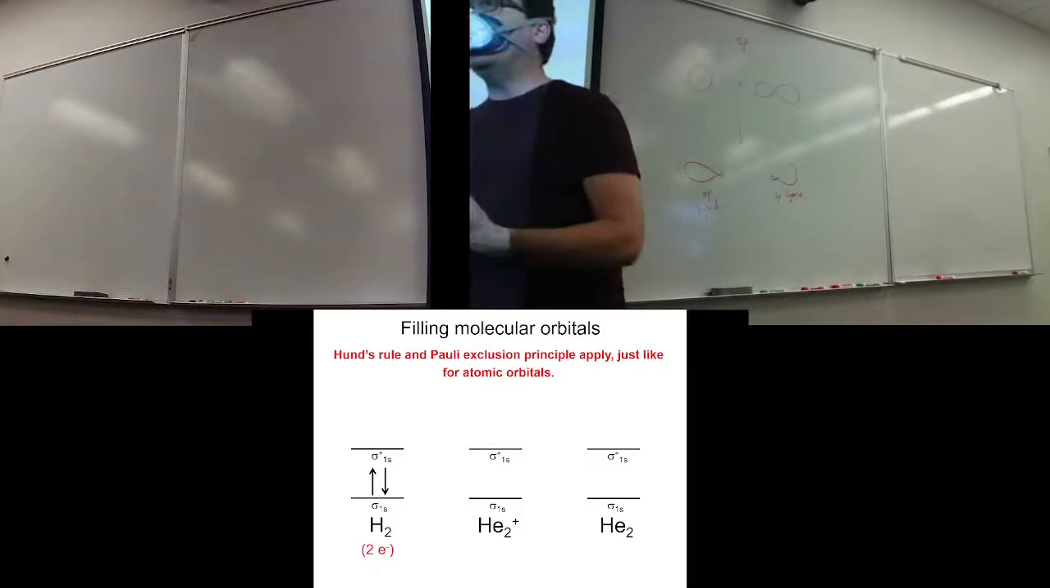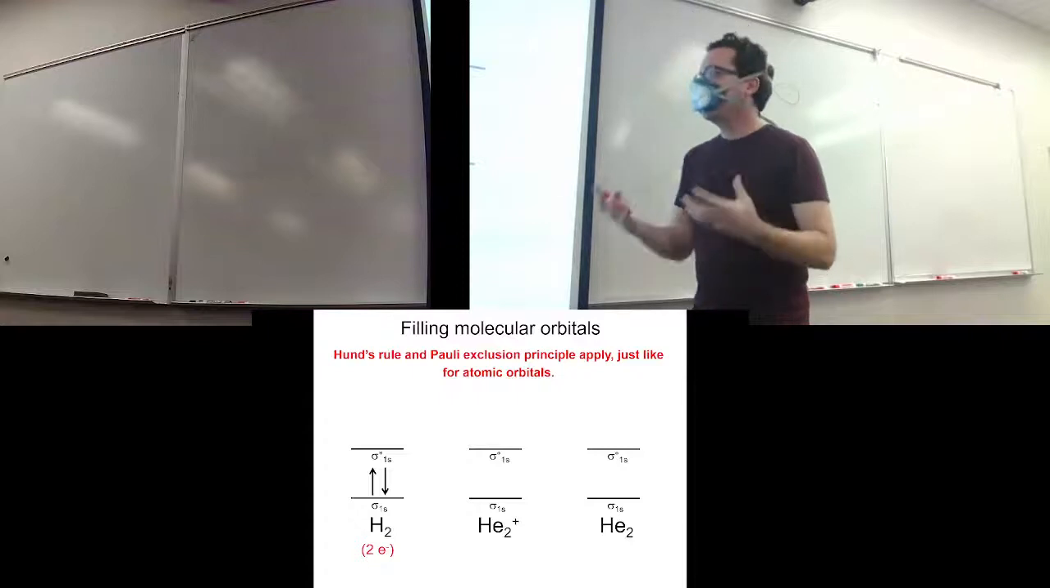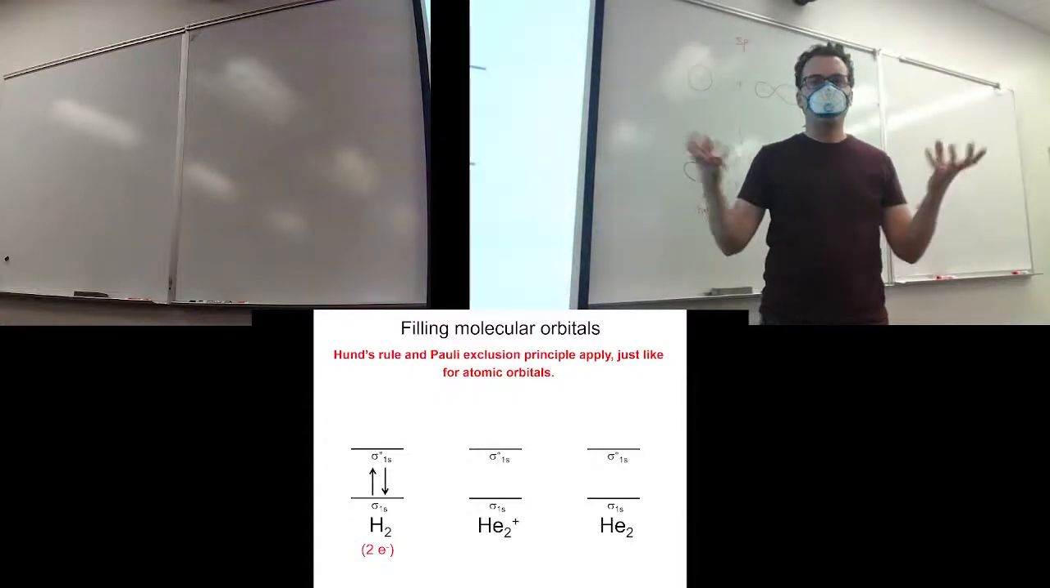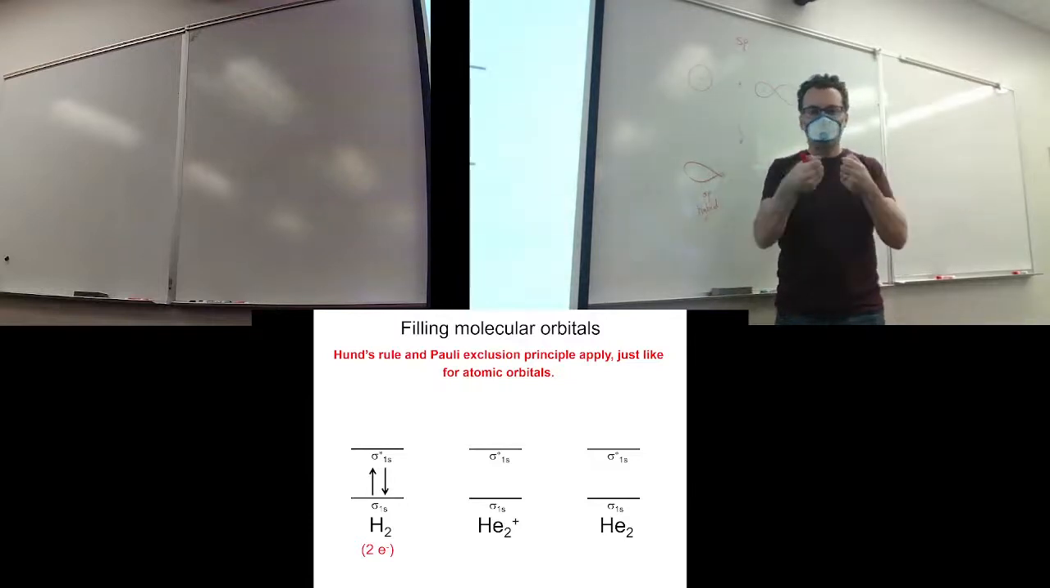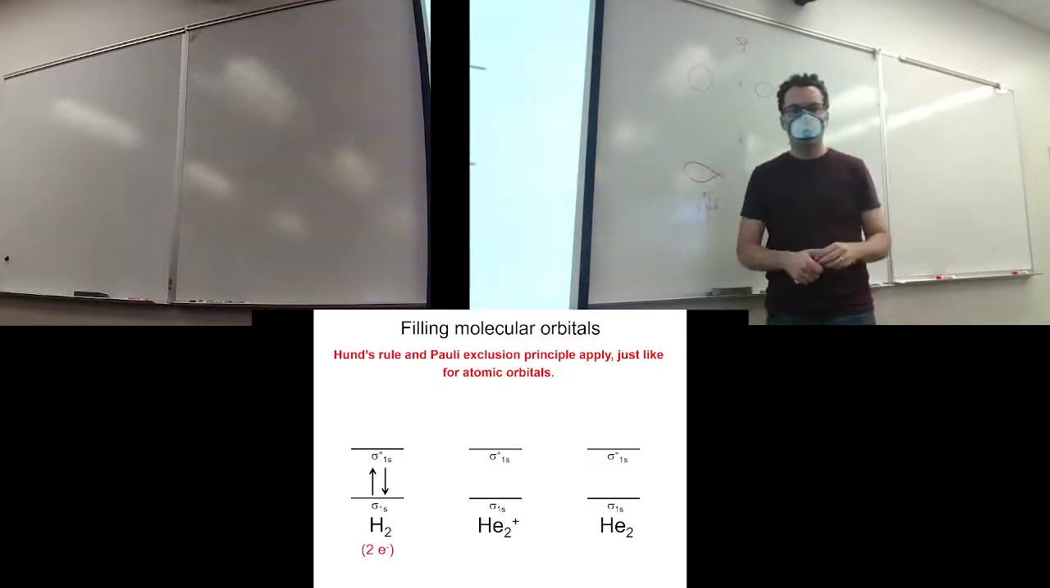If I put 2 heliums together, it's going to have a similar pattern as hydrogen because 2 heliums also have 1s orbitals, right? Those are going to overlap just like the hydrogen's 1s orbitals would.